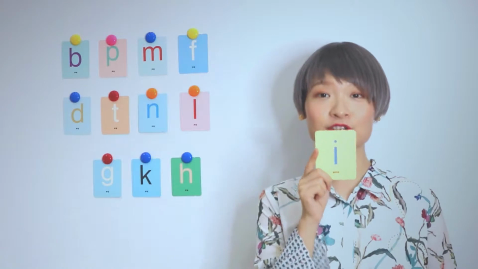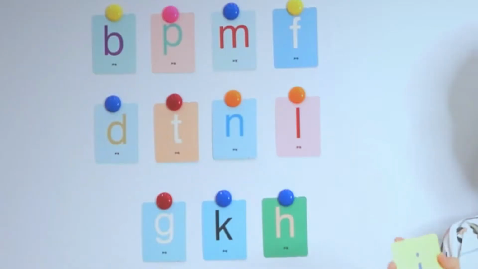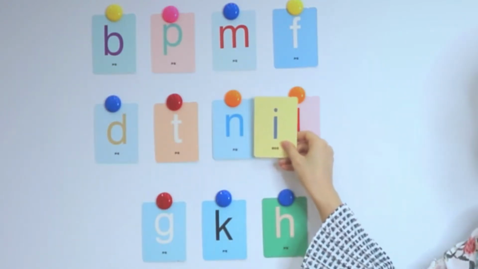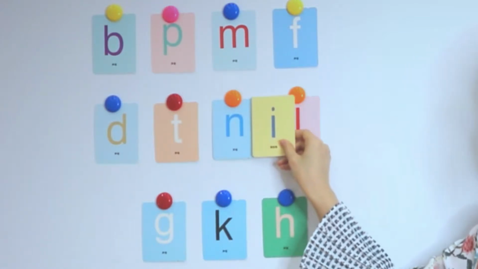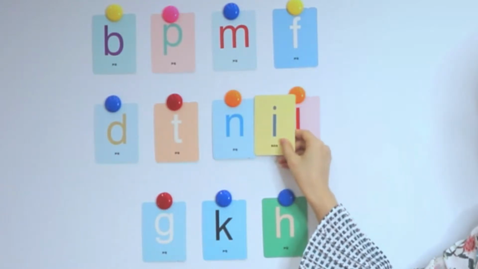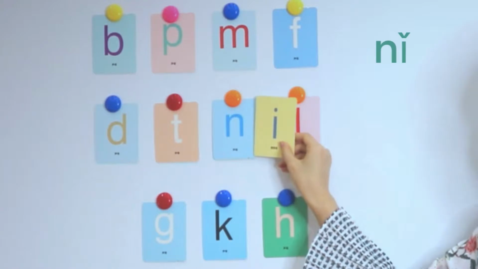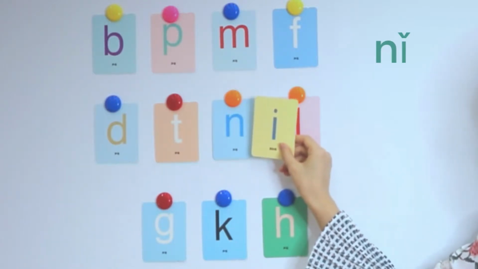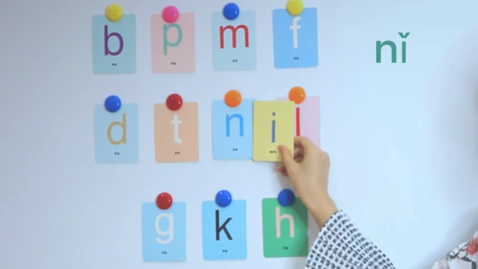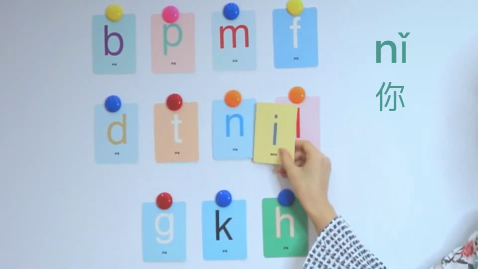Now let's do some practice. This is the single initial E we have learned in last lesson. So now I put E behind ne, ne. Spell the syllable out. Ne, E, ni, ne, E, ni. And now if I want to make the syllable the third tone, going down and up. So, ne, e, third tone. Ni. Ni. That means you.